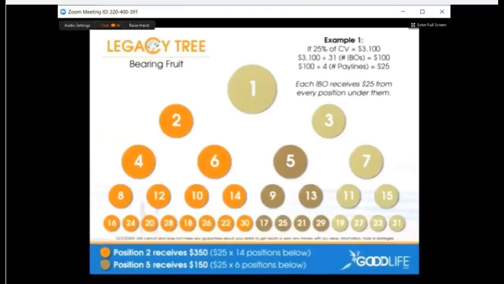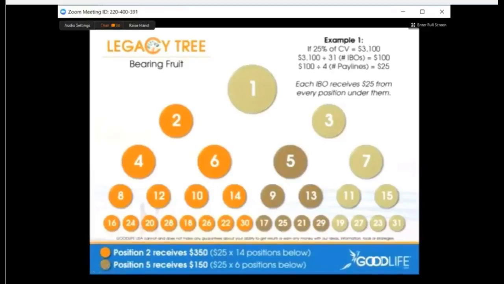What does that mean? That means that every IBO underneath of you in the legacy tree is creating $25 to you. So it's very simple. Let's say you're position 2. This is you right here, position 2. Well, position 2, if you look at this, there's 25 IBOs in position 2. If you take and add up 4, 6, 8, 12, 10, 4, all these different positions, it equals 14 positions. So you got 14 positions when you're sitting here at 2, you're going to get paid on, times $25, which is a huge number, you know, per person.